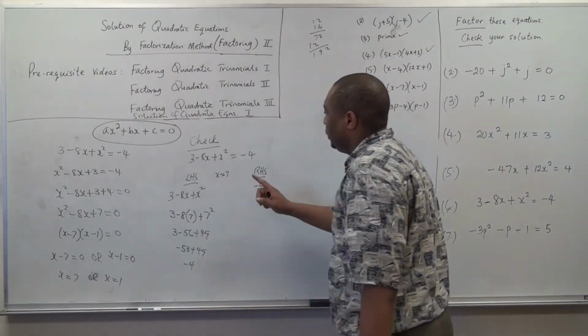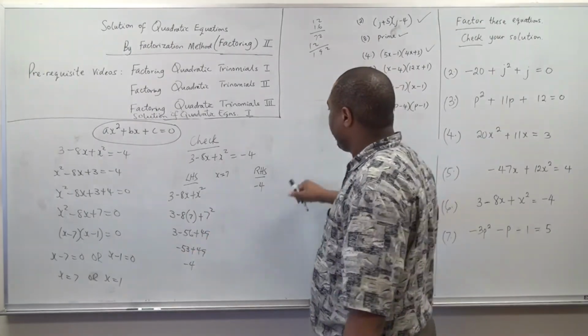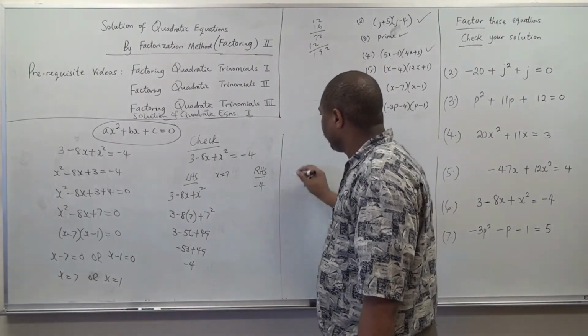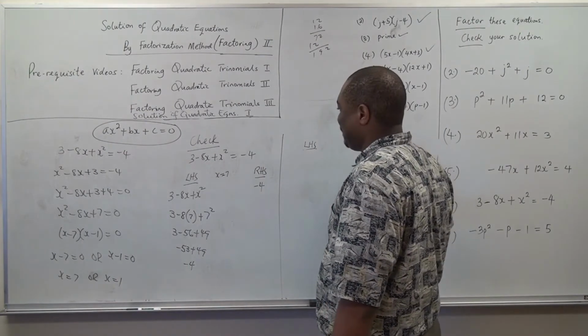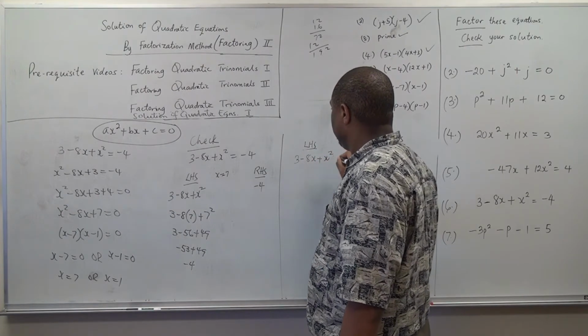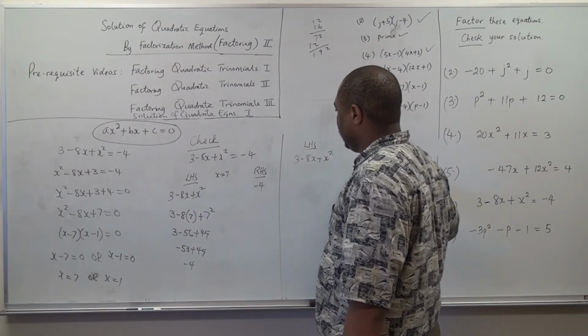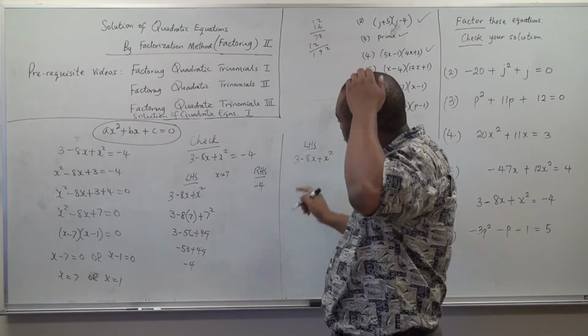Okay. Then we also check it for x equal to 1. Right? So we have a left hand side, right hand side. Left hand side is 3 minus 8x plus x squared. And right hand side is negative 4. For x equal to 1, you plug it in.